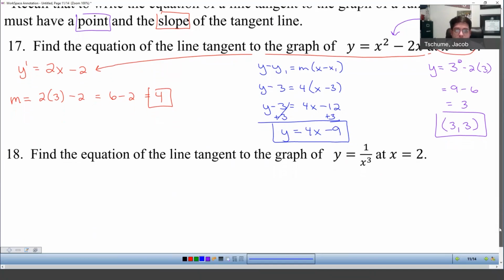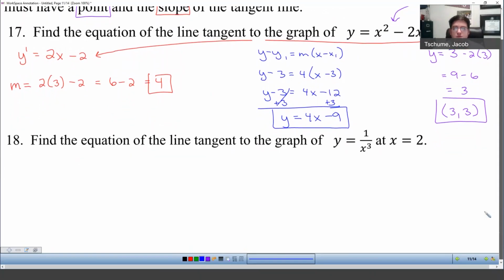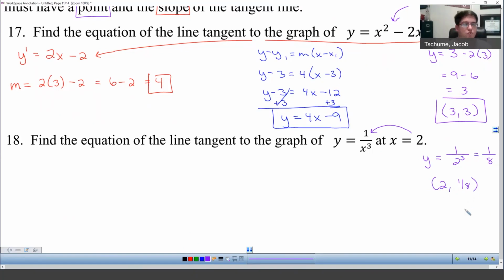So that you have a second one in this video that you can put in your notes, let's do number 18 as well. Number 18 says, find the equation of the line tangent to the graph of y equals 1 over x cubed at x equals 2. All right, same issue here. We need a point, and I only gave you the x value. So first thing I'm doing is plugging this in to get my y. So y would be 1 over 2 cubed, which is 1 over 8. So the point that I'm going to use here is (2, 1/8).